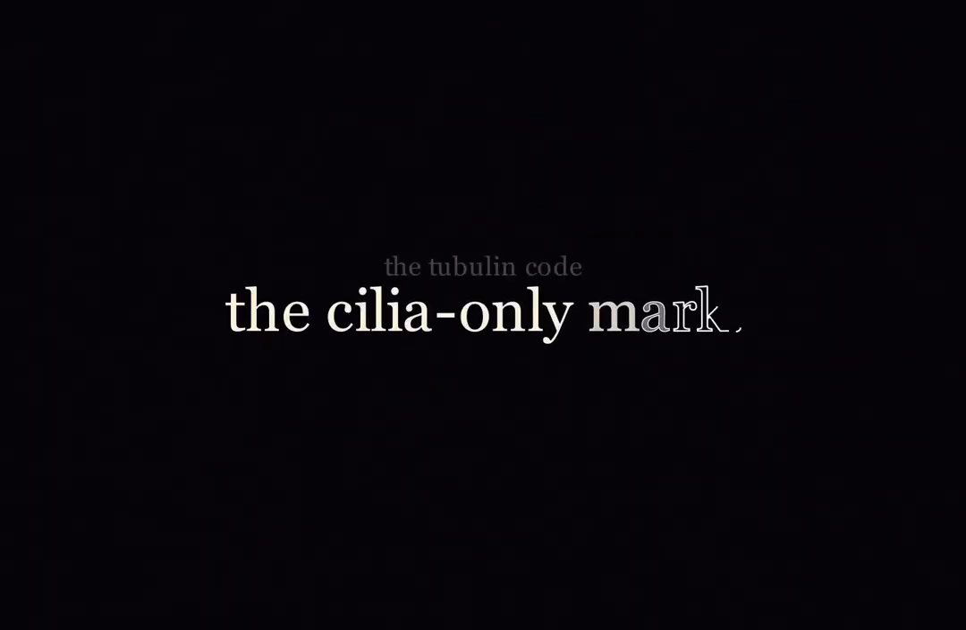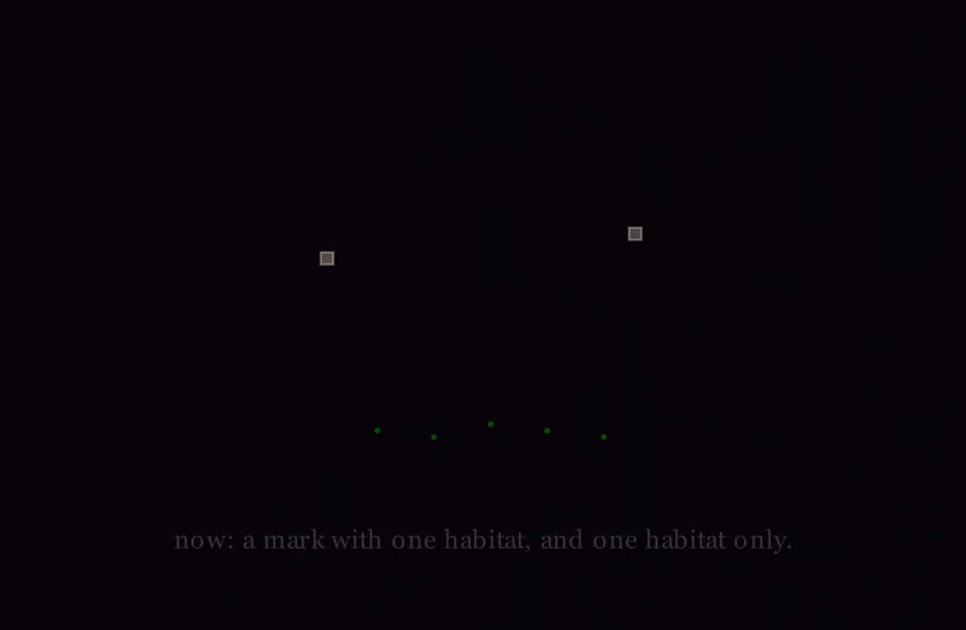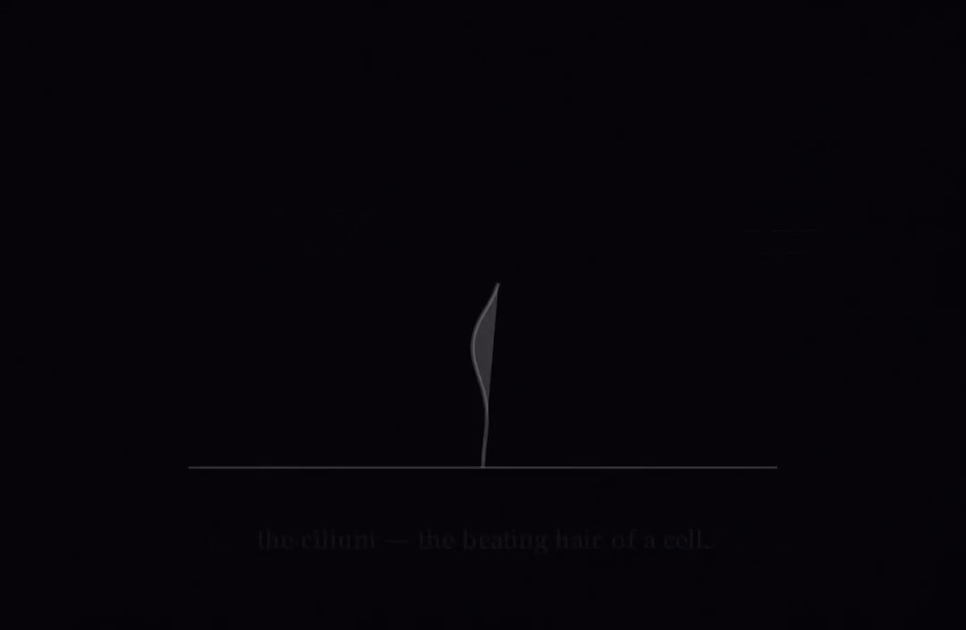Every mark so far has been a generalist. The clipped brick, the acid beads, they turn up on roads all over the cell. Now the account comes to a mark with one habitat, and one habitat only, a specialist's mark. The habitat is the cilium, the beating hair of a cell, the slender finger some cells wave to move fluid or hold still to sense.